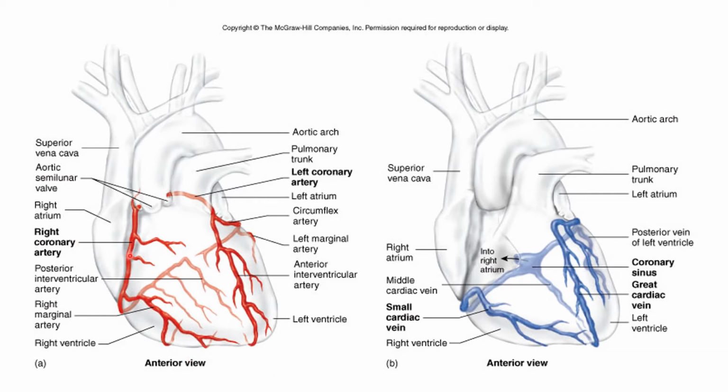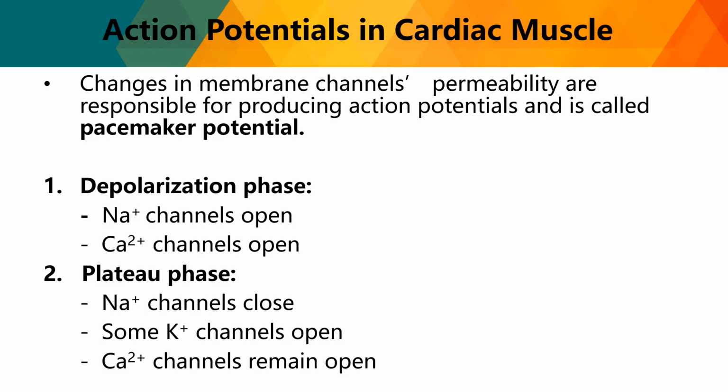So this is actually how it looks like. So you have there your right coronary artery and you have the anterior interventricular artery. So that's how it actually looks like. Yung mga blood vessels sa anterior view ng inyong heart. And then of course you also have your veins here, like your small cardiac vein, your great cardiac vein, and your coronary sinus. So those are the major blood vessels found in your heart.